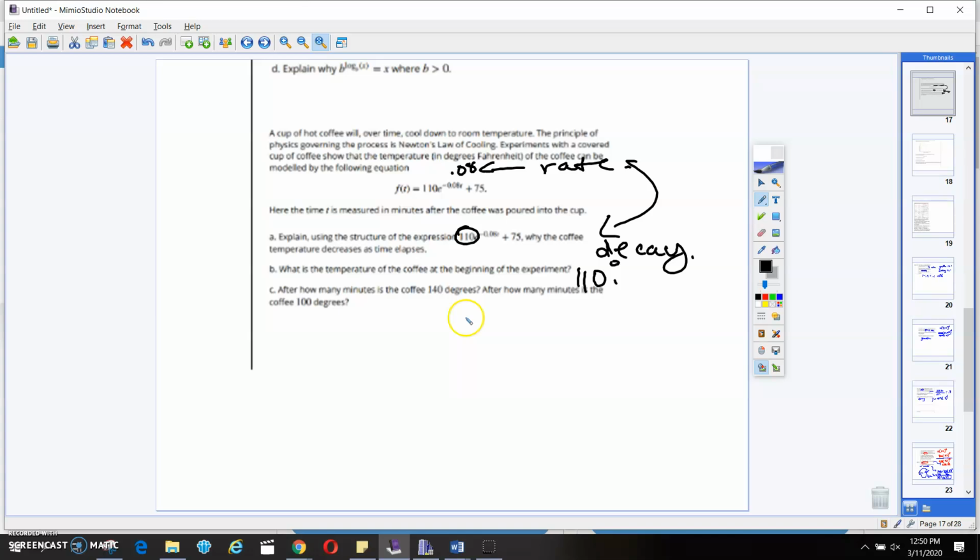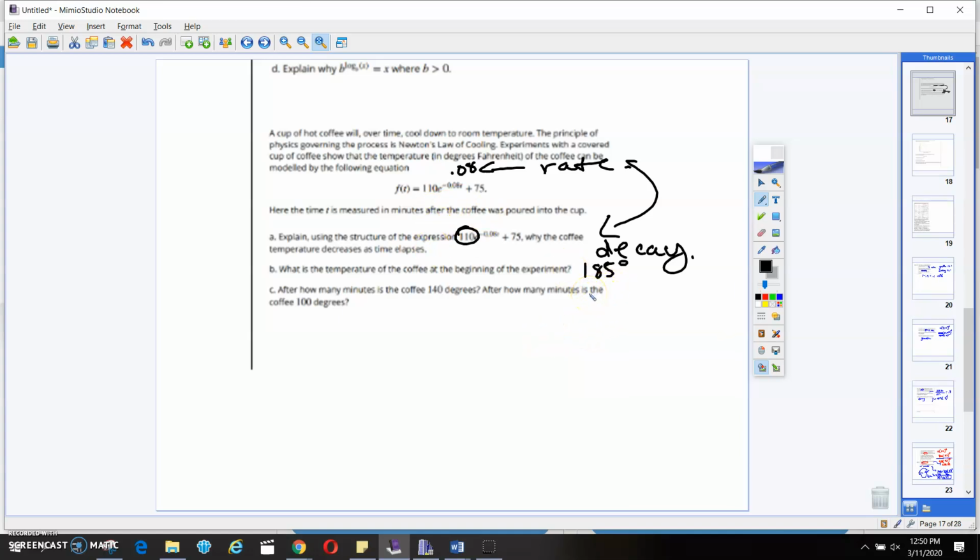Oh, I totally messed up on the last one. Look what I did. This should be the initial, but if I plug in 0 here, I would get 110 times e to the 0 power. That would actually be 1, right? So this would be 110 plus 75. What's 110 plus 75? 185 degrees is the initial, right? Like if I plug in 0, that's what it's going to be.